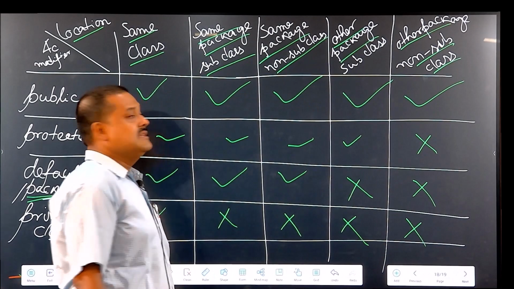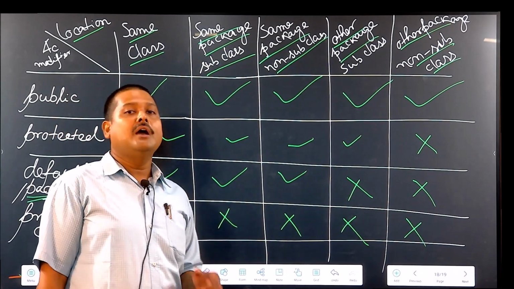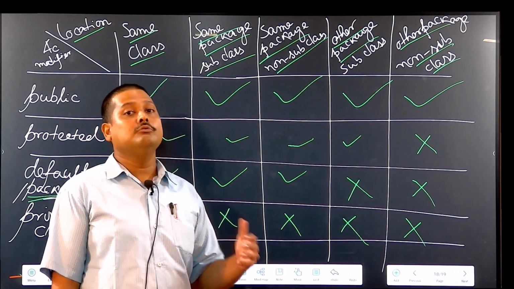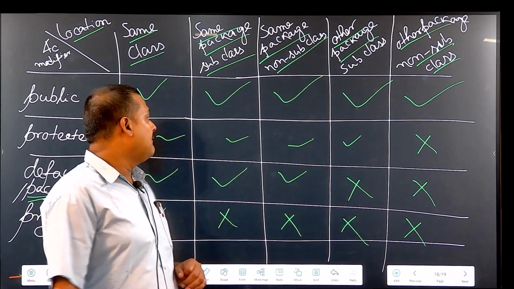So this is the access specifier. In the next video, I will discuss different programs, showing how these things are implemented in our Java language.